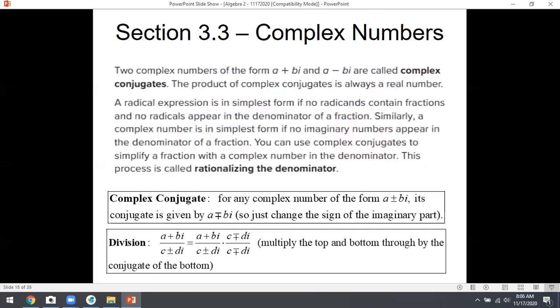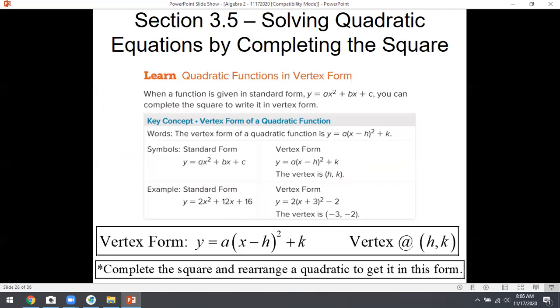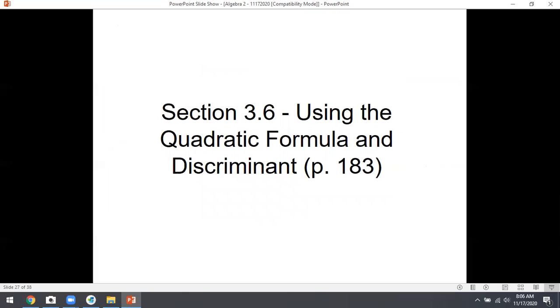So we are doing section 3.6 today. Here's your title: Using the quadratic formula and the discriminant. First things first, always, what the heck is the quadratic formula? What the heck is the discriminant?